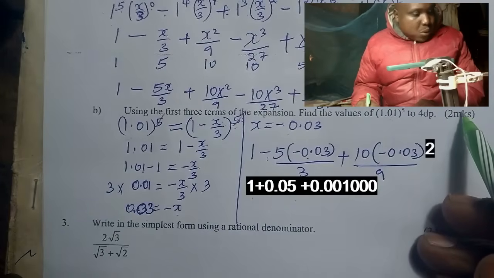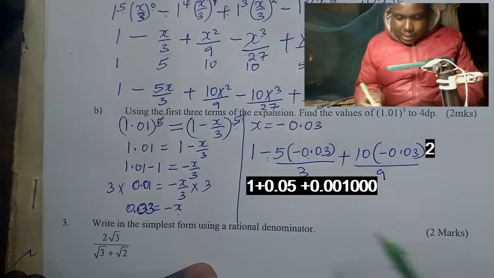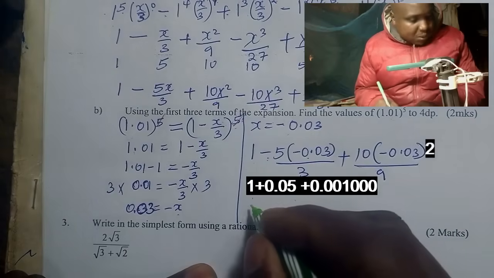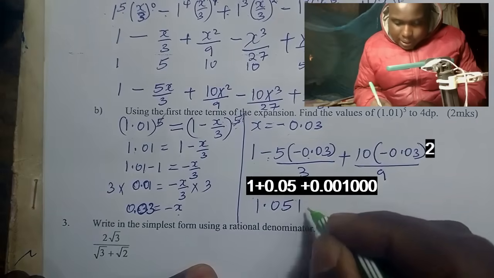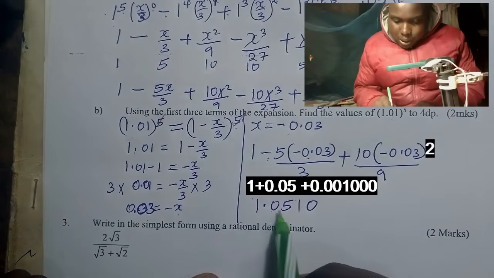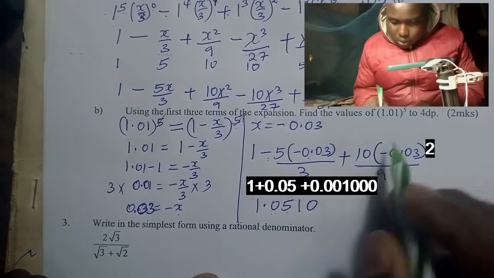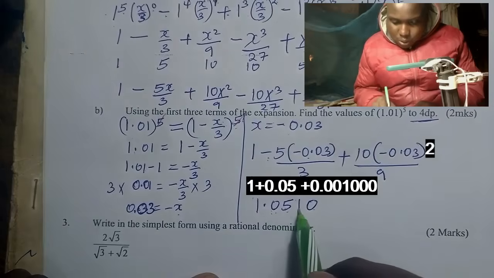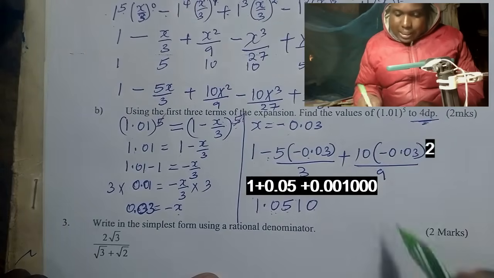Then you were asked to give the answer to 4 decimal places. So you add that and you find it is 1.0510. Count the 4 decimal places: 1, 2, 3, 4. So you add a 0 to make sure it is 4 decimal places.